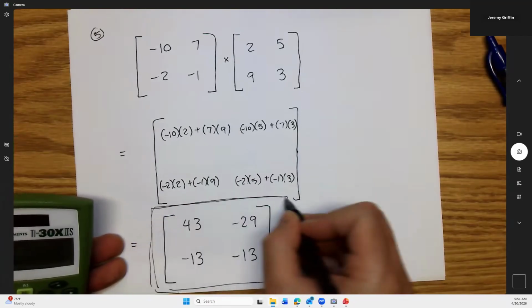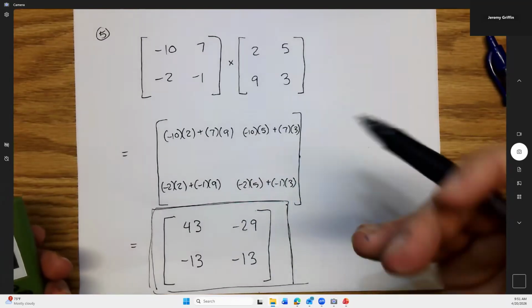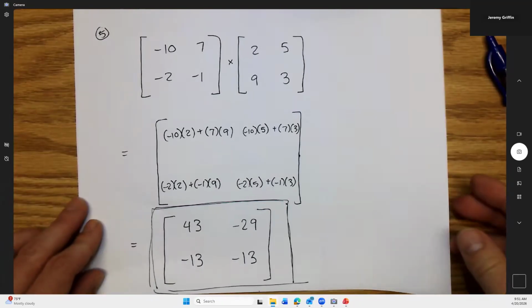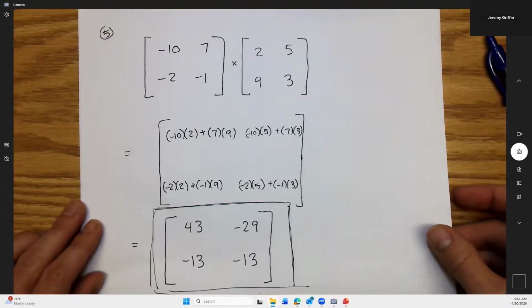If this were like some radial value and some force value, then that could represent the torque. How much turning moment did you put on that nut with a wrench? So that's multiplying matrices. You guys got that?